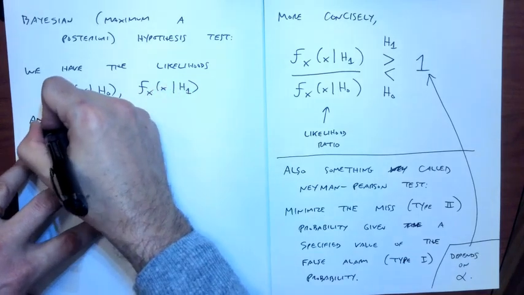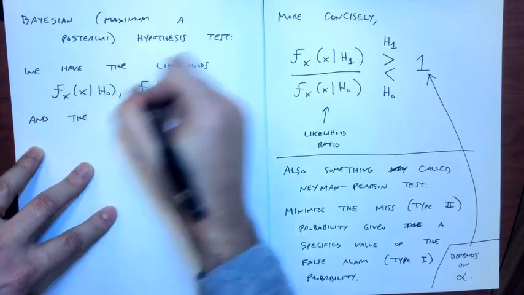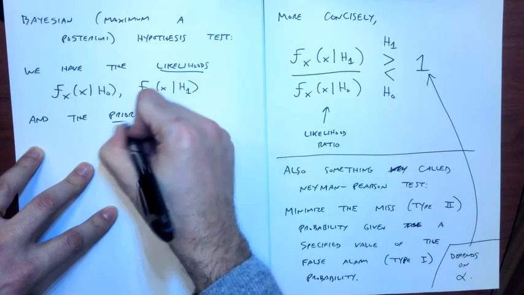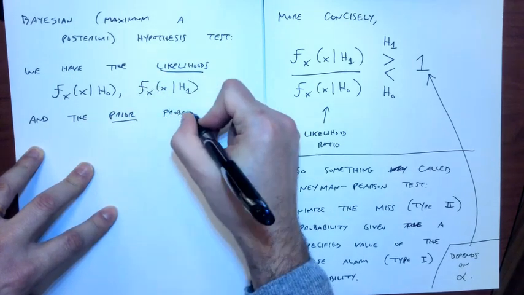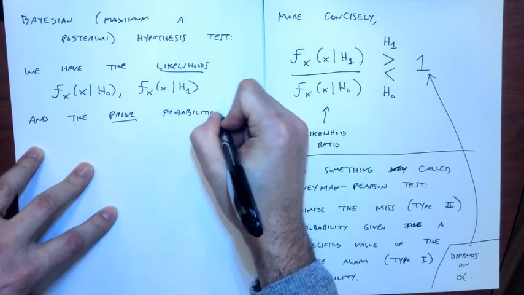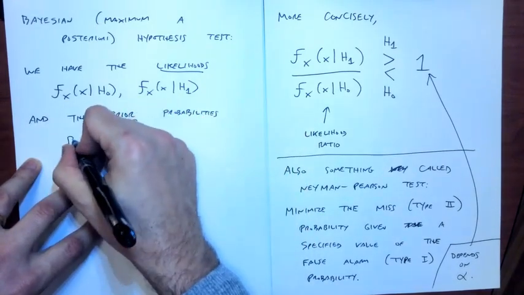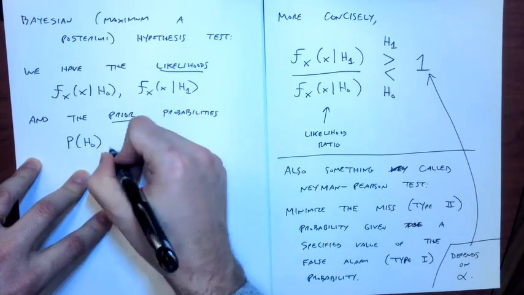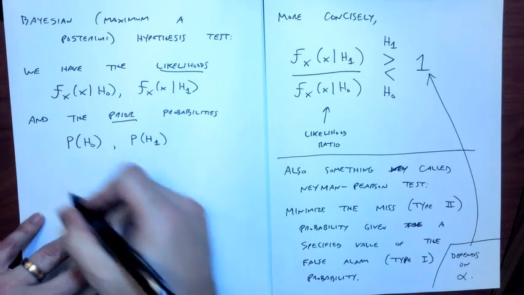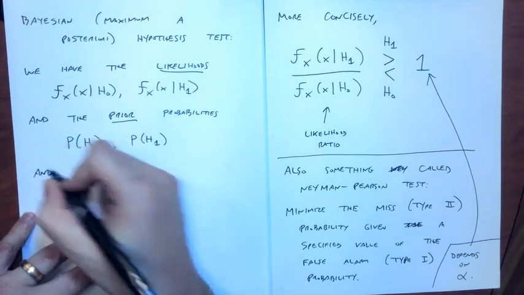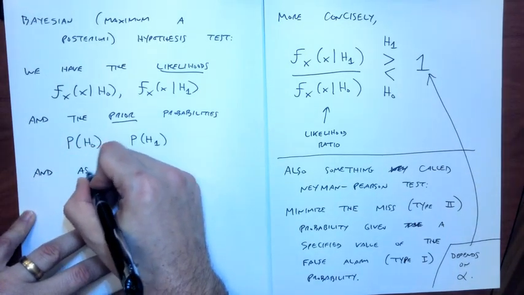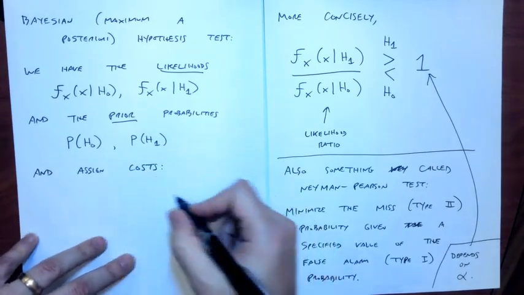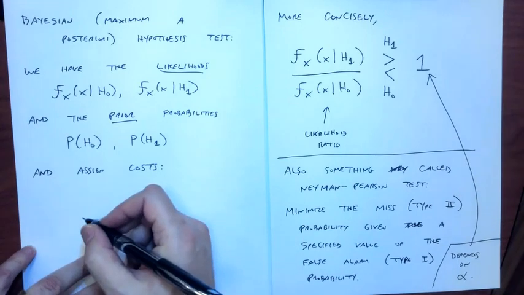And the prior probabilities, which I'm going to call P of H0 and P of H1, right? These are kind of like my a priori understanding. And on top of that, I'm going to assign some costs depending on the possible outcomes of the test, right?